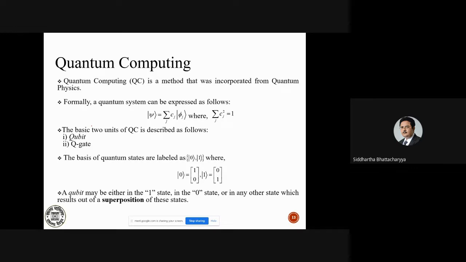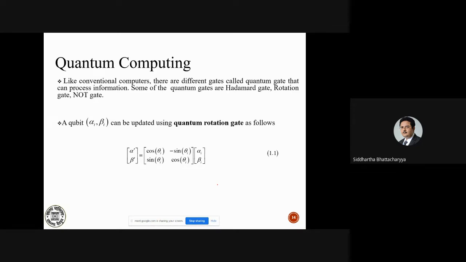So all these things are very well known to you: quantum computing, what it is, what qubits and quantum gates are, and what the superposition state is. This is the unitarity criterion, that the sum of all the |Cj| squared probabilities will be equal to 1. So this is a qubit, the Ket0 and Ket1 states. These things are known to all of you.